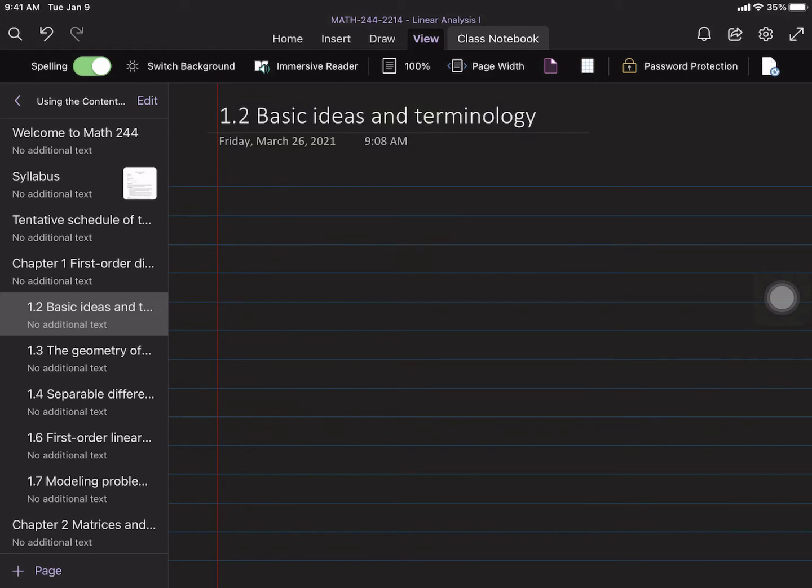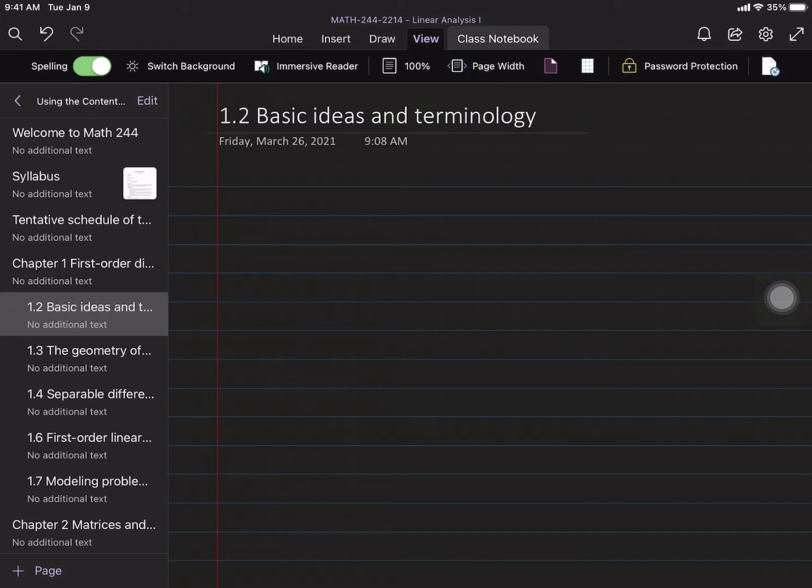Hello everyone. In this class, we are going to study the first chapter, section 1.2, which is basic ideas and terminology. So in this section, we are going to study what a differential equation is, what its definition is, what the solution of a differential equation is, and how to solve some easy and basic differential equations.